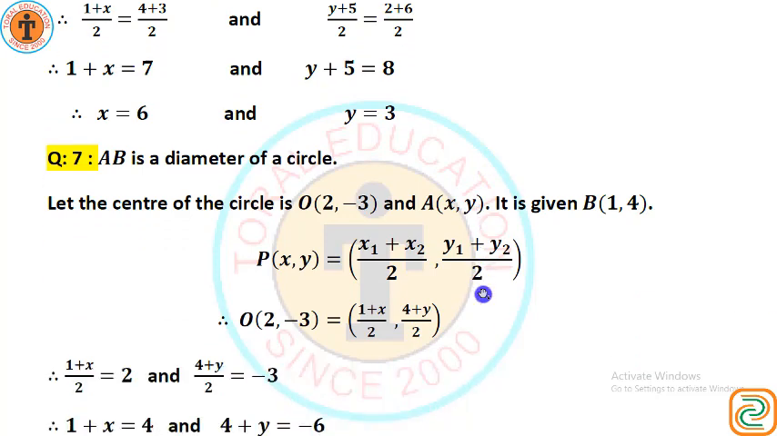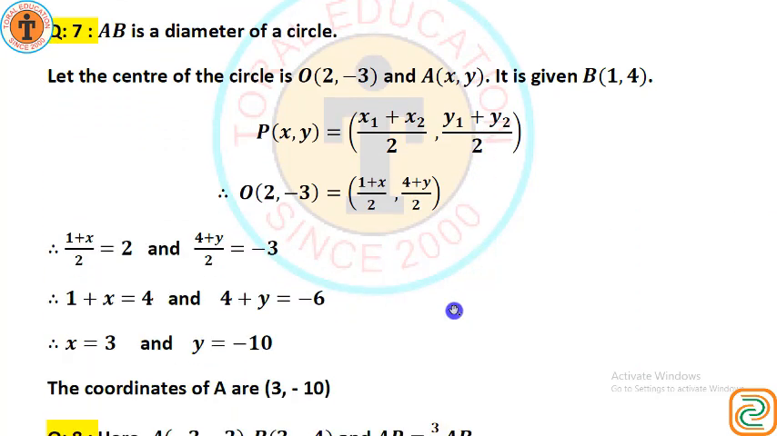Now question number 7. Find the coordinates of a point A where AB is the diameter of a circle whose center is (2, -3) and B is (1, 4). The center always divides the diameter. So AB is the diameter of a circle. Let the center of the circle be O(2, -3) and A(x, y). We want to find A. It is given that B is (1, 4).